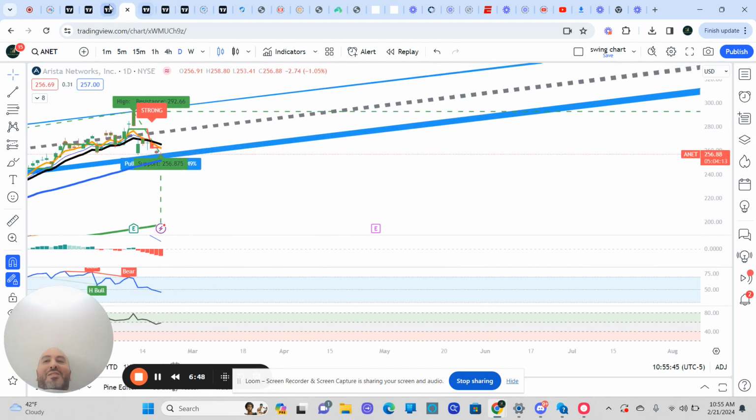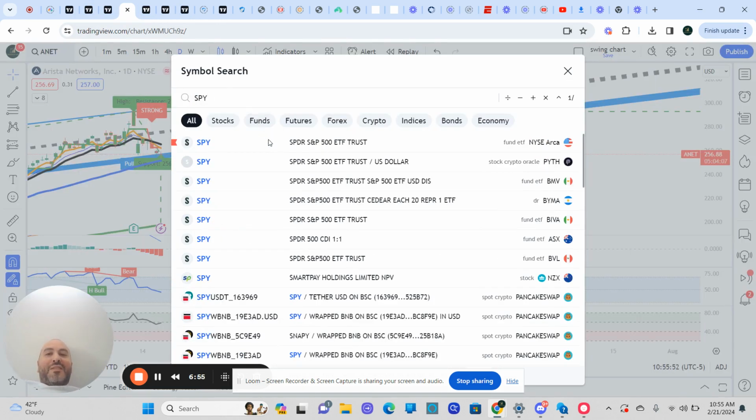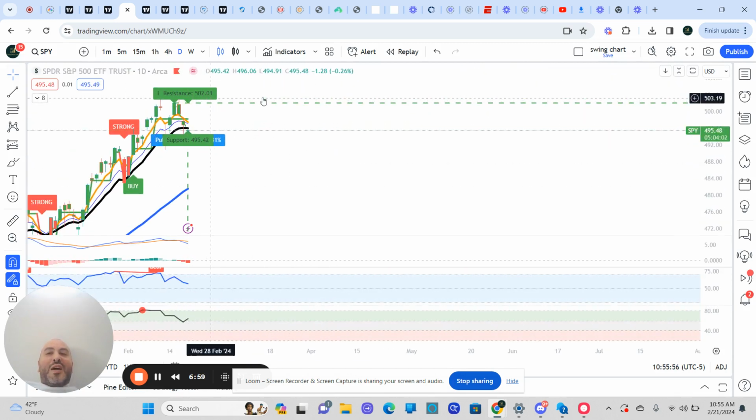Yesterday, so that is interesting. Oh no, that's ANET. What am I doing? SPY. Yeah, okay, that's more like it. So yeah, we're toppy, but we haven't flipped to sell yet. That was ANET. By the way, I'm going to look at a short on ANET because of that.